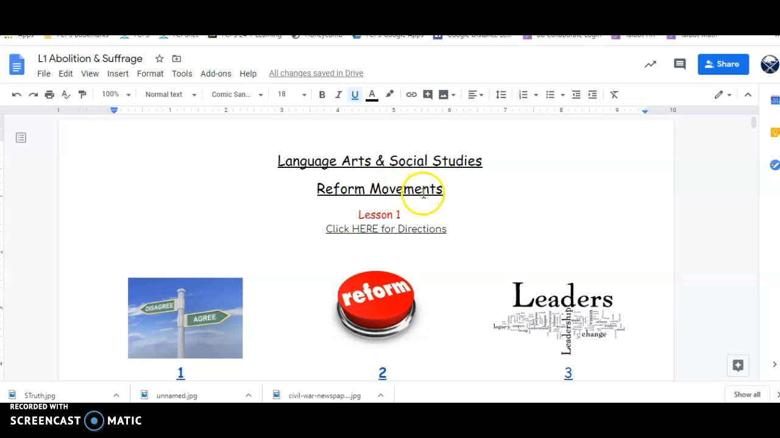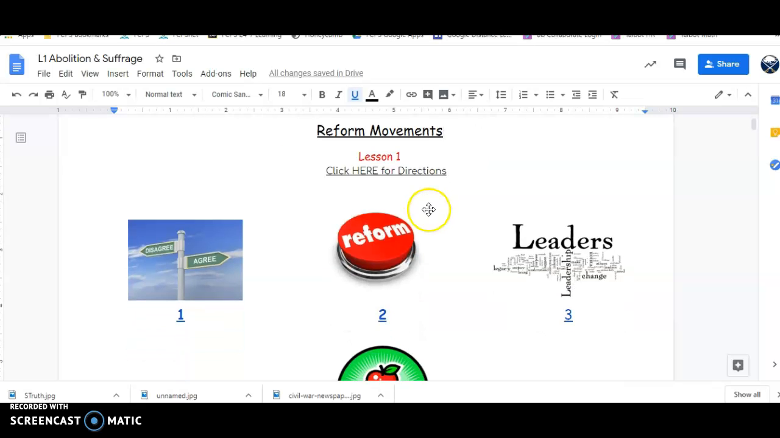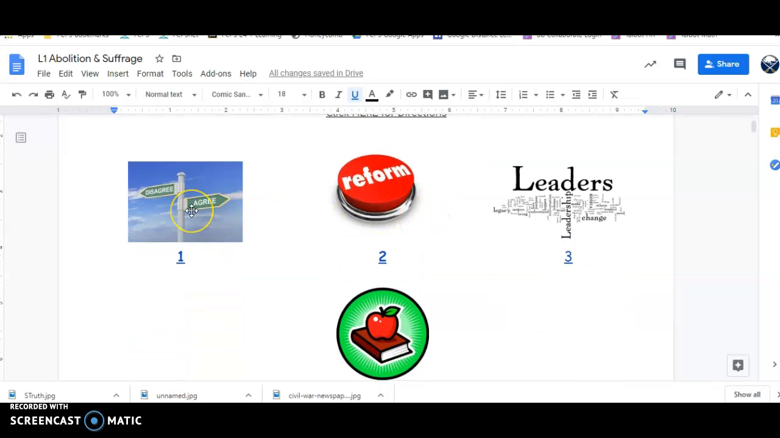It's called Reform Movements. And the first activity should be familiar to you by now. This is almost a pre-assessment activity where you either agree or disagree with statements. The second thing, you're just going to read through the main platforms or ideas of the reform movements. And finally, we're going to study 6 leaders, 3 from the abolition movement and 3 from the suffrage movement.